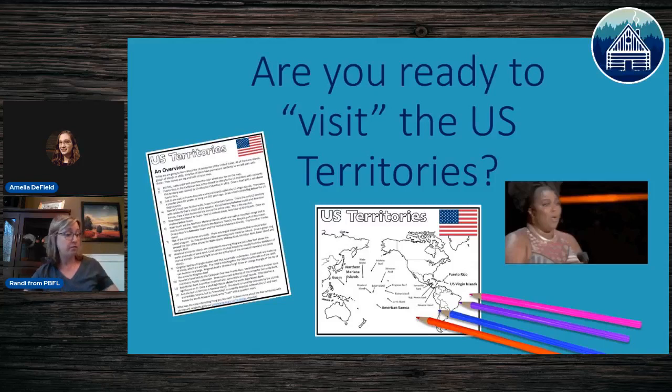So it is time for part two, where you need a map and you need colored pencils. I should have reminded you of that at the beginning. Sorry. So take a minute and grab some colored pencils, crayons, markers, whatever you want. And we're going to go through all 16 on here and I'm going to tell you a fact about each one.